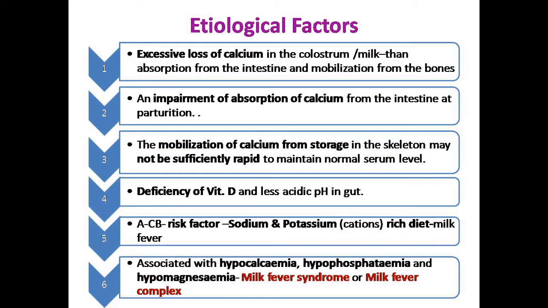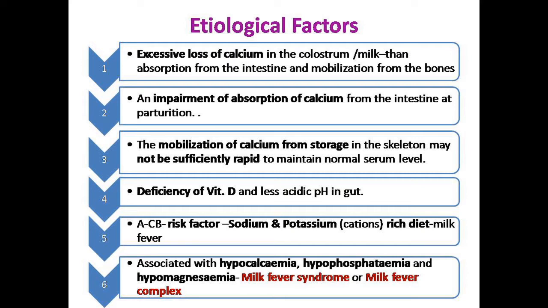There are many etiological factors responsible for causing milk fever in dairy animals. Immediately after parturition, there is excessive loss of calcium, or excessive drainage of calcium in the colostrum and milk, so its absorption from the small intestine and mobilization from the bones is needed to meet the requirement. So there is a negative calcium balance resulting in milk fever. Impairment of absorption of calcium from the intestine at parturition is also one of the factors. If mobilization of calcium from storage is not efficient or rapid enough to maintain the normal calcium level, it also causes milk fever.